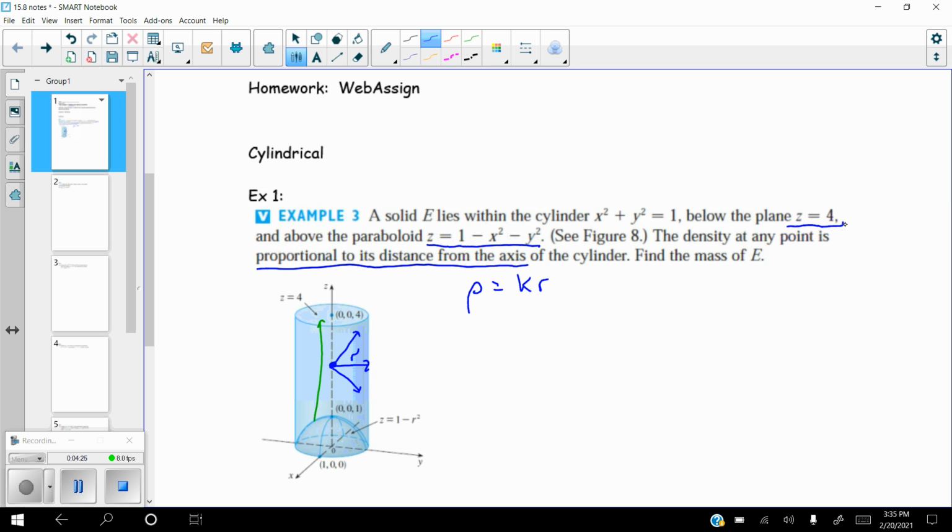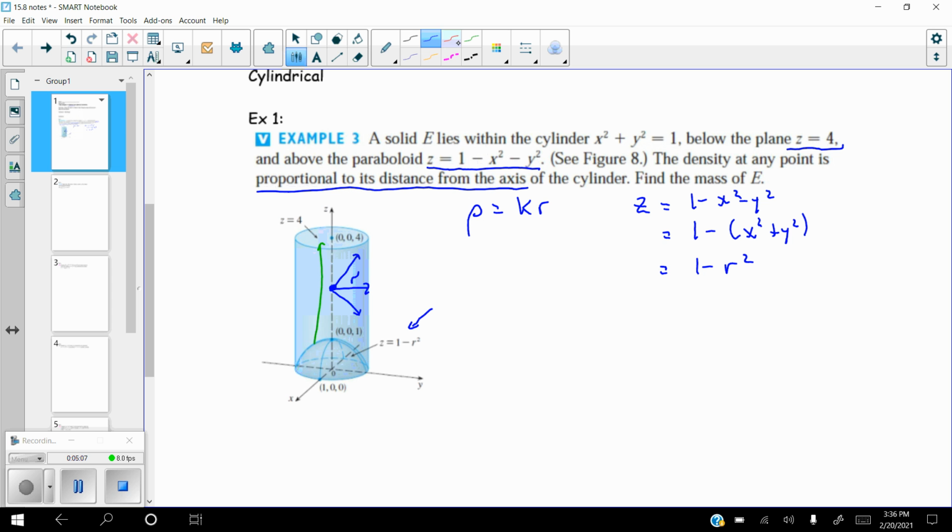They've already gone ahead and done the conversion for us, but I'll write it out here anyway. Z equals 1 minus x squared minus y squared. If you were to simply factor the negative sign out of the x squared minus y squared, you would get 1 minus the quantity x squared plus y squared, and of course x squared plus y squared in polar is r squared. And that's where they get z equals 1 minus r squared. So that's how you would define that paraboloid in polar coordinates. And that's going to help us because we need to set up our triple integral.